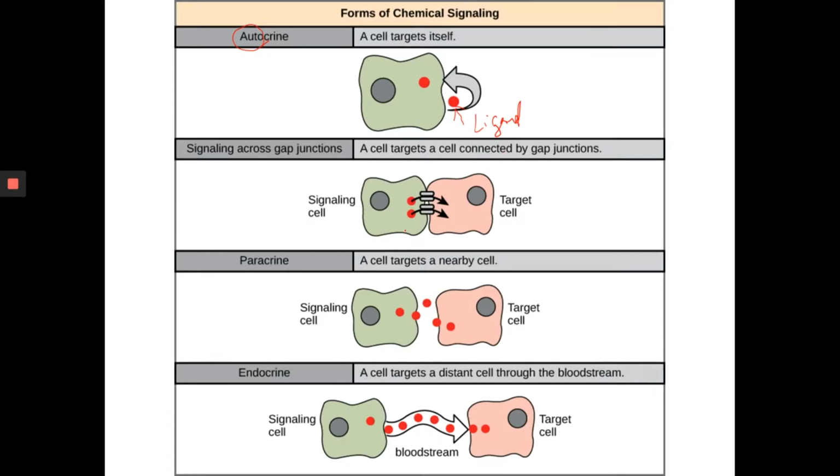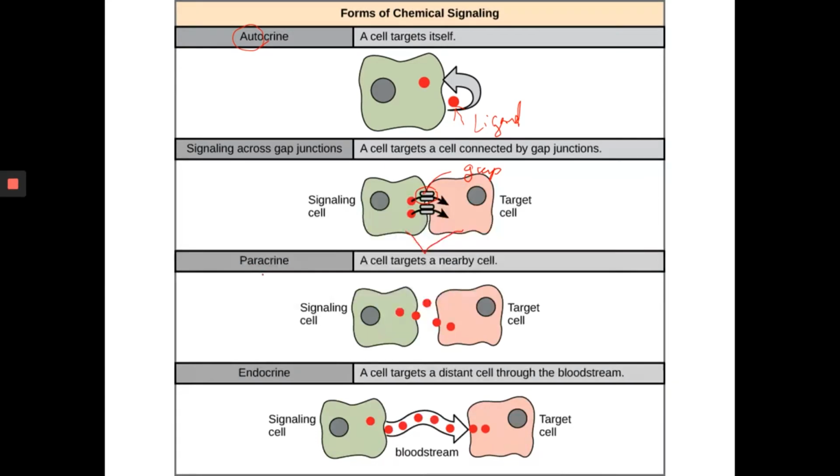Okay. So that's autocrine. And the second form is a cell can target a cell connected to it by gap junction. So you see these two cells, they are connected, right? They're right next to each other. They're connected by this gap junction. So this is one gap junction. The gap junction, we'll talk about that later. It's like a channel that connects the two cells. And then the signaling molecules, ligands, can travel through the gap junction. Okay, so that's direct signaling through those channels.